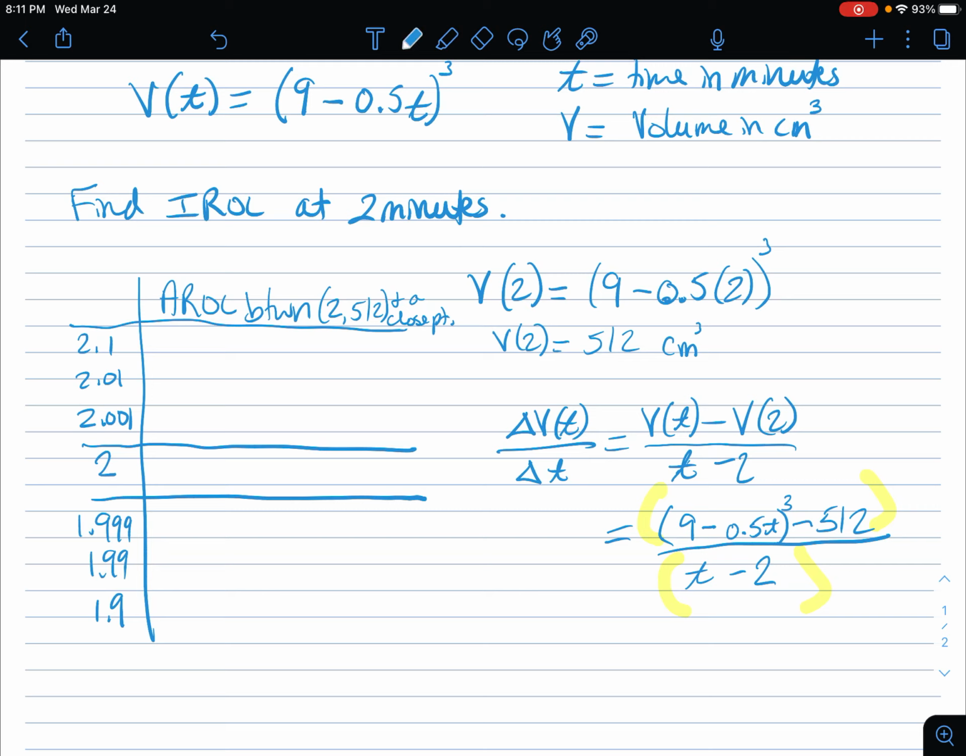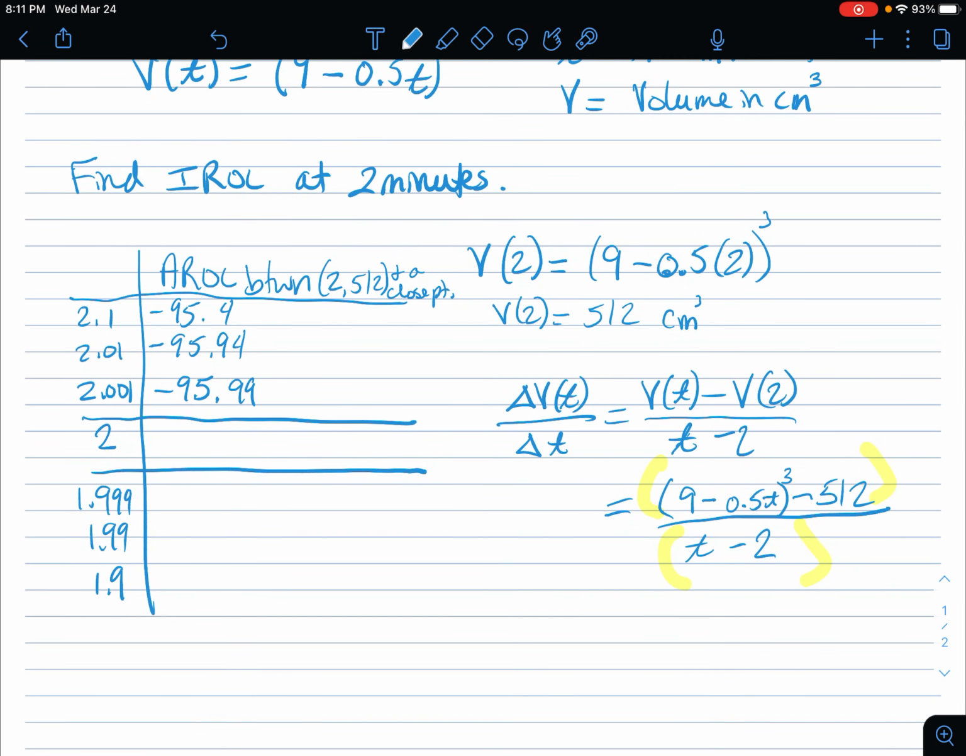From here, I'm going to tell you what I get in my table. I get negative values: 95.4, negative 95.94, negative 95.99, negative 96.01. Hopefully we can see that we're converging towards negative 96.